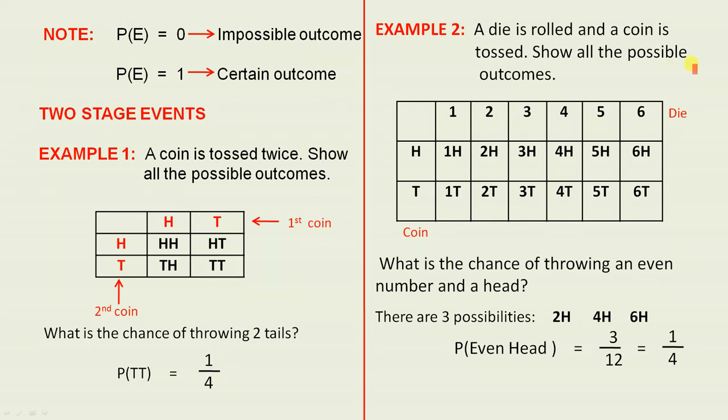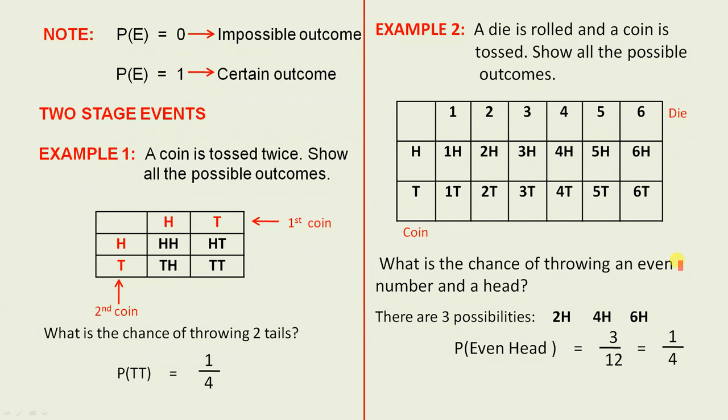A die is rolled and a coin is tossed. Show all the possible outcomes. For a die, you've got one of 6 choices there, 1 to 6. For a coin, you've only got head or tail. When you combine those together, they are the answers, which means there are 12 possibilities.